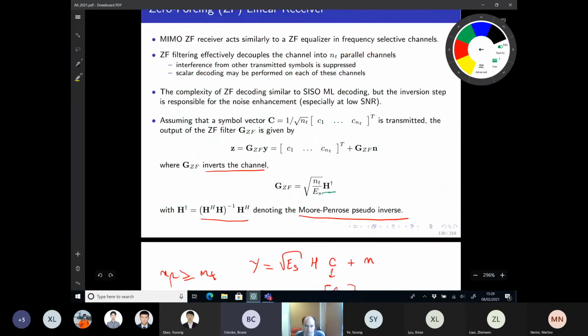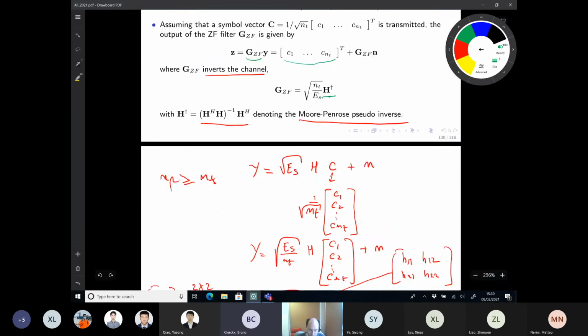It's called pseudo inverse. It has a certain property, and I will show you what the pseudo inverse does in a minute. But essentially, it tries to force the interference to 0. That's the first condition, forcing any interference to 0. So you want to make sure that after applying your linear combiner here, what you end up with is your NT symbols completely decoupled from each other. They do not create interference from each other. Okay, good.